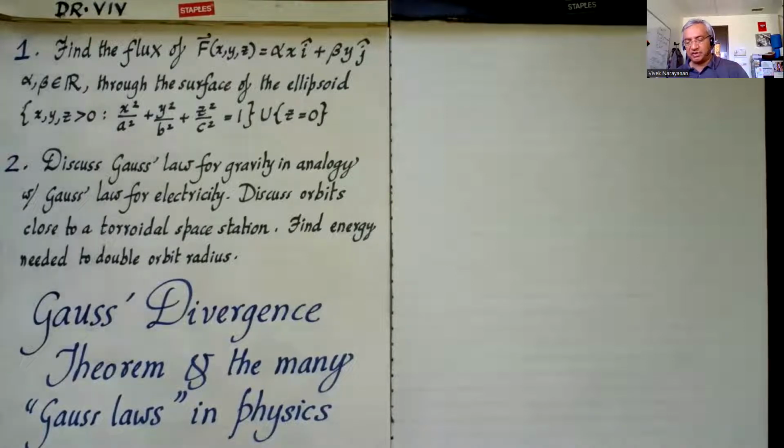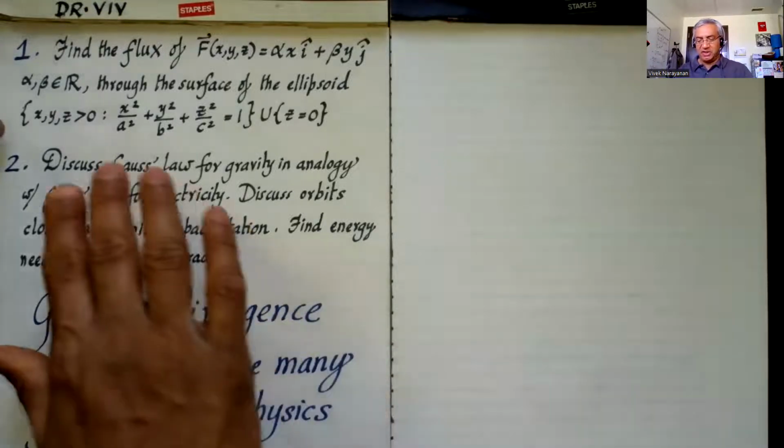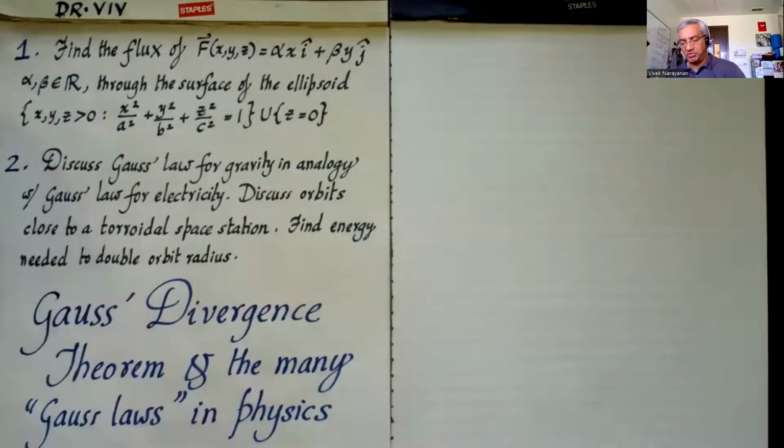And we want the flux through the surface of an ellipsoid. The ellipsoid's upper surface, to be specific, is given by the equation x squared over a squared plus y squared over b squared plus z squared over c squared equals 1. Sometimes this is called a scalene ellipsoid because all three semi-axes are unequal. Union z equals 0, which means that we also consider the bottom part of the hemisphere. The top part is curved and the bottom part is flat. So this is going to be a hemispherical ellipsoid, and it's a closed surface, which is noteworthy.